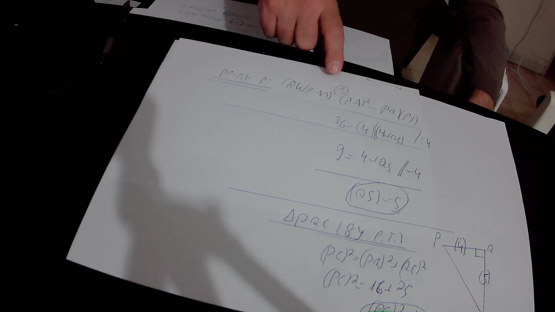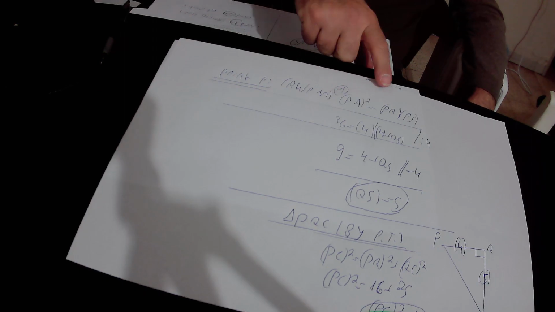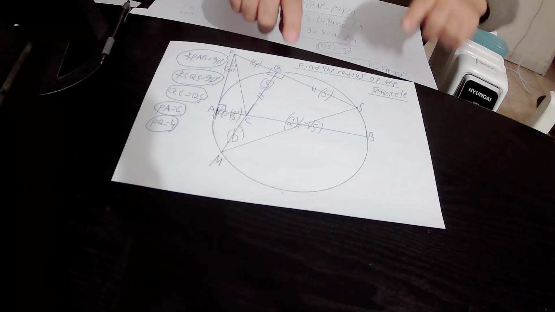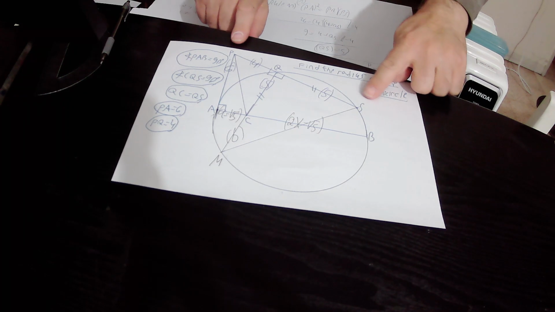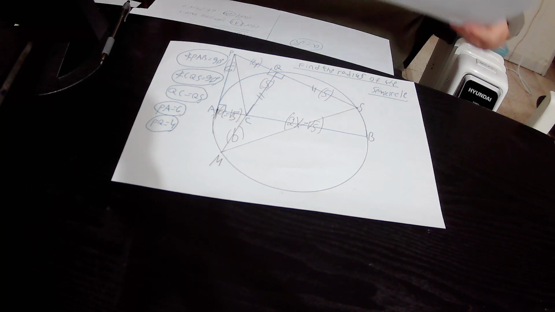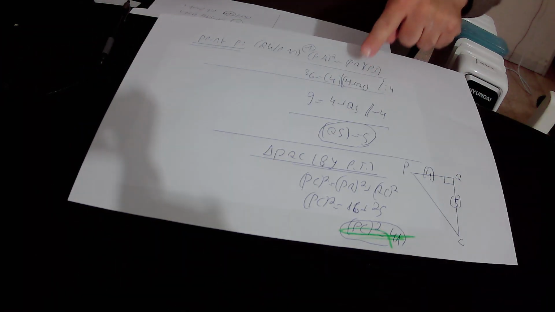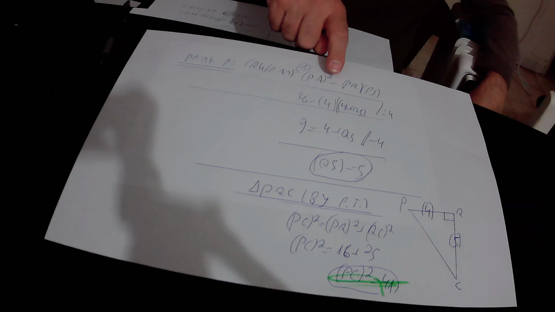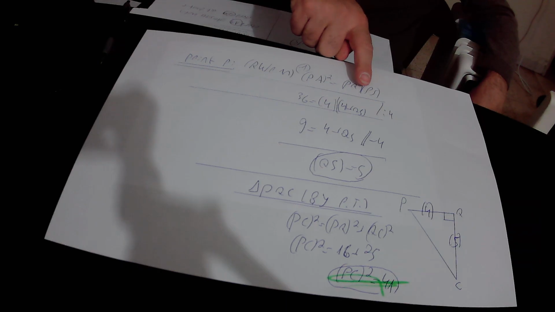PA is 6, therefore PA square is 6 squared, that is 36, and it equals PQ, that is 4, times PS. In total, PS equals 4 plus QS. So in conclusion, we found that 36 equals 4 times (4 plus QS).